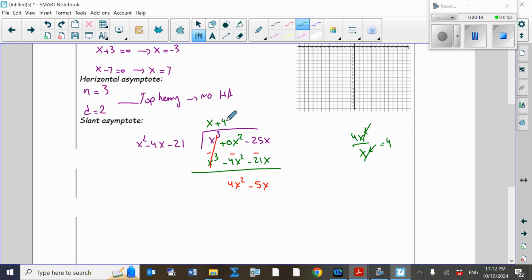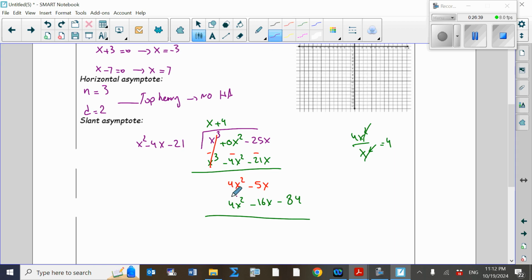So write 4 here. 4 times x squared is 4x squared. 4 times negative 4x is negative 16x. 4 times negative 21 is negative 84. Now we're going to subtract them.